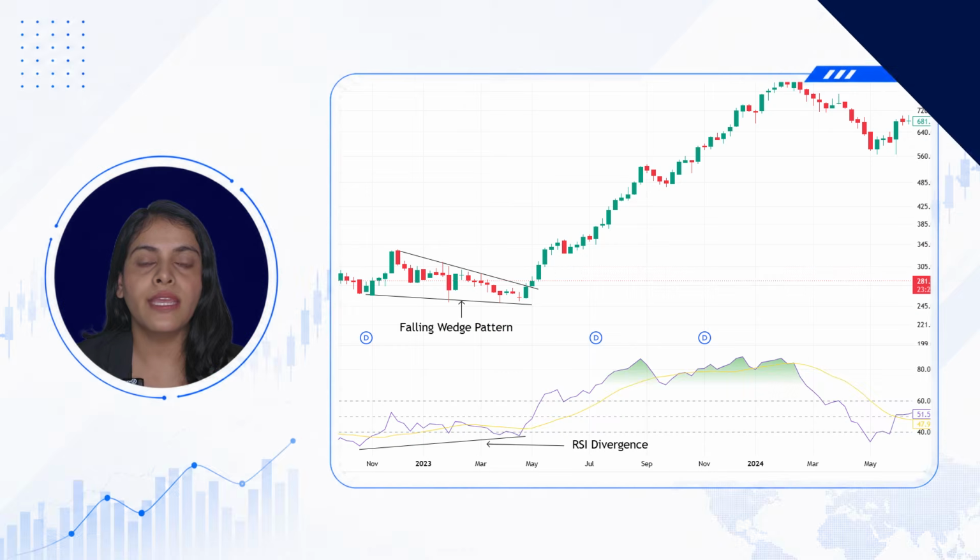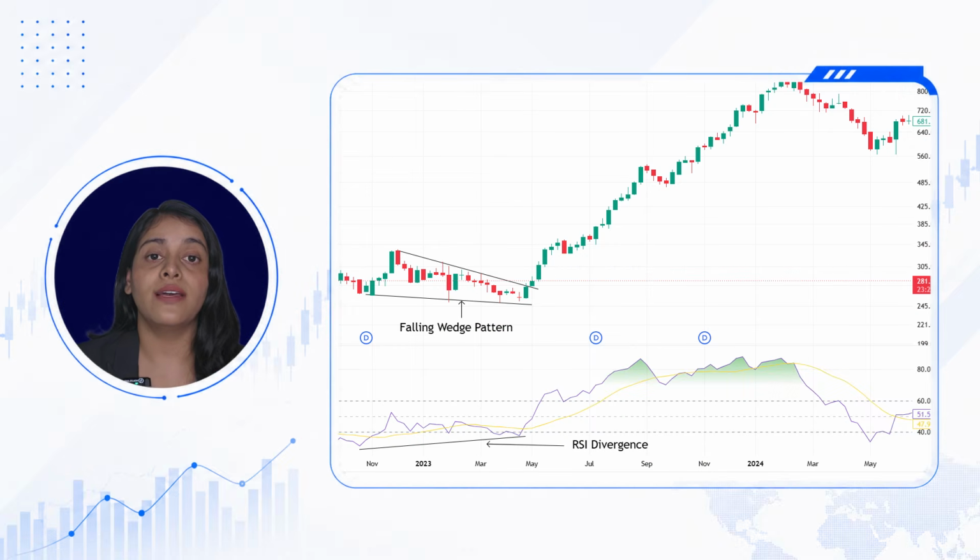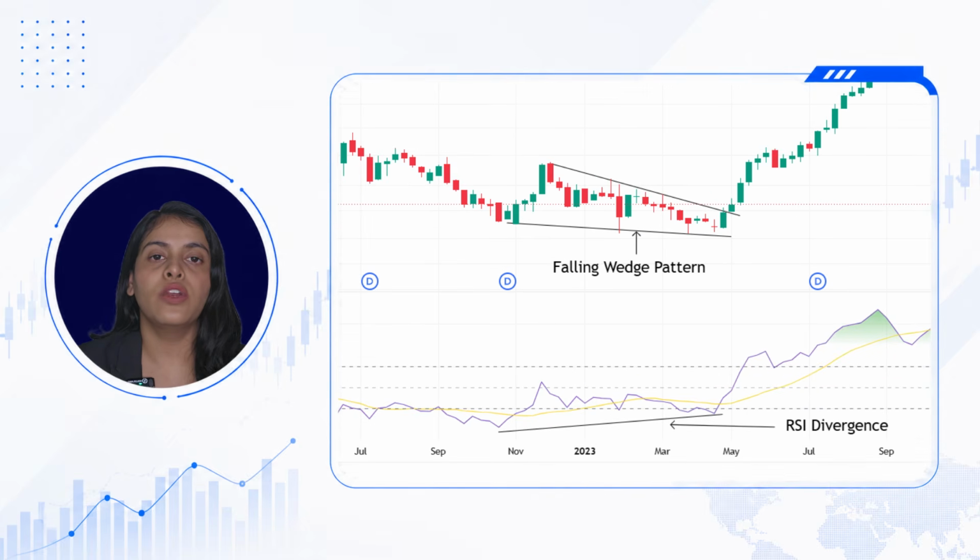One of the biggest mistakes beginners make is relying only on a chart pattern. Professional traders always look for multiple confirmations before entering a trade. The first indicator to combine with a falling wedge is the relative strength index, or the RSI. If the price is making lower lows while RSI starts making higher lows, it creates a bullish divergence. This suggests that the momentum is improving even though the price still appears weak.